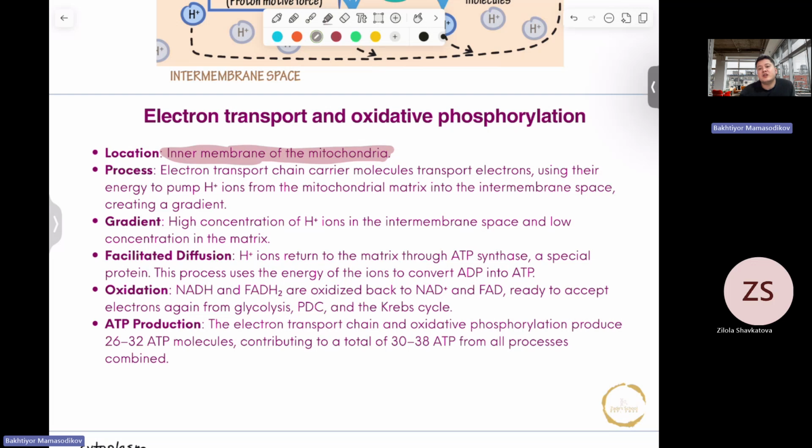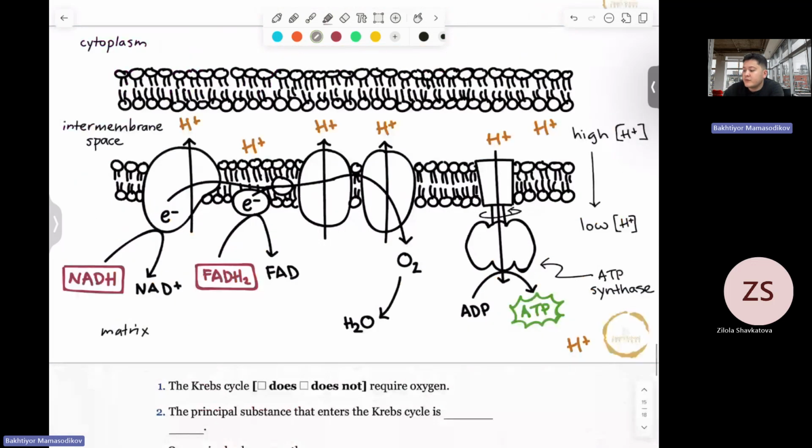So NADH and FADH2, the main players from glycolysis, PDC, and the Krebs cycle, are going to bring the electrons, which they brought from glycolysis, PDC, and the Krebs cycle, to this process. They drop them off in the electron transport chain membrane. This is like charging up the battery. The electrons are the electric current.